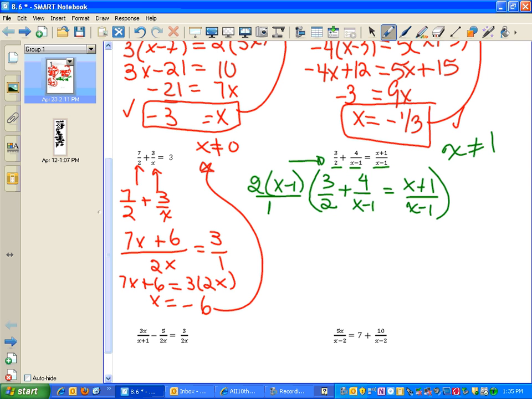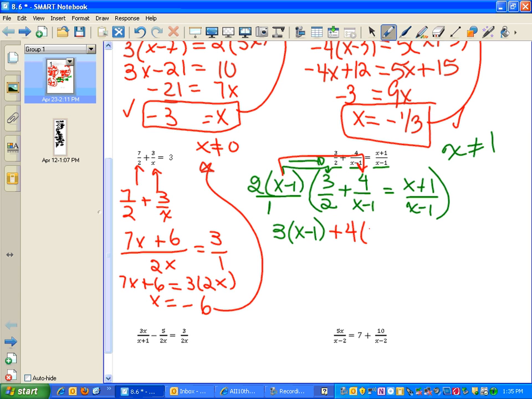When I take this mess to my first term, what's going to drop out? The 2's, right? So I'm going to be left with what? 3 times x minus 1. Let's do it like that. We will multiply it out, okay? When I take this mess, because I got to do it to every term, right? On both sides of my equal sign, correct? So I'm going to be left with what's going to cancel out?